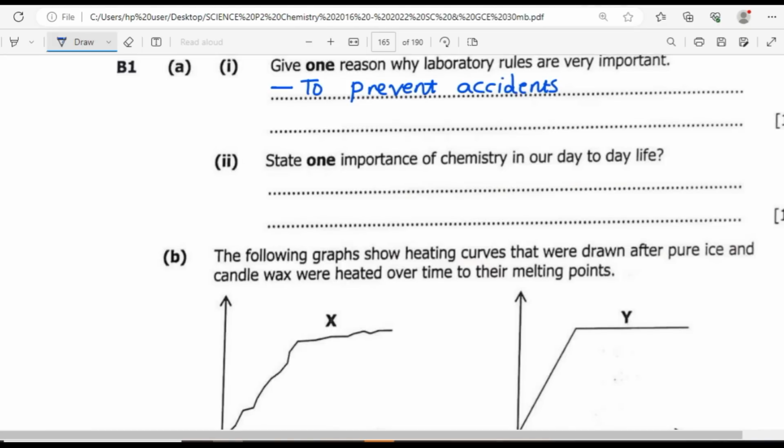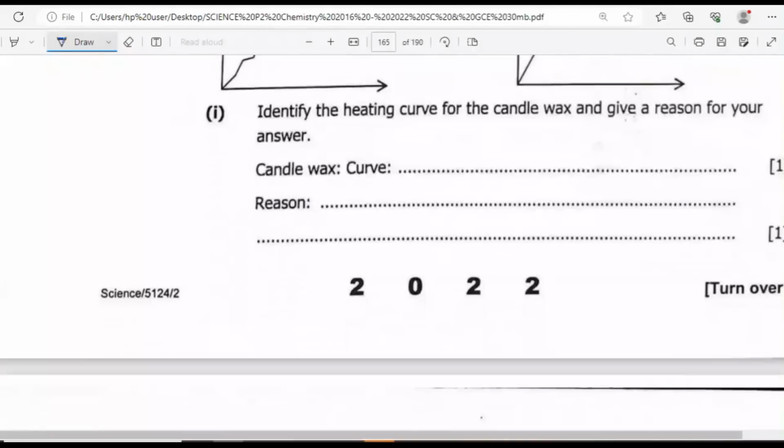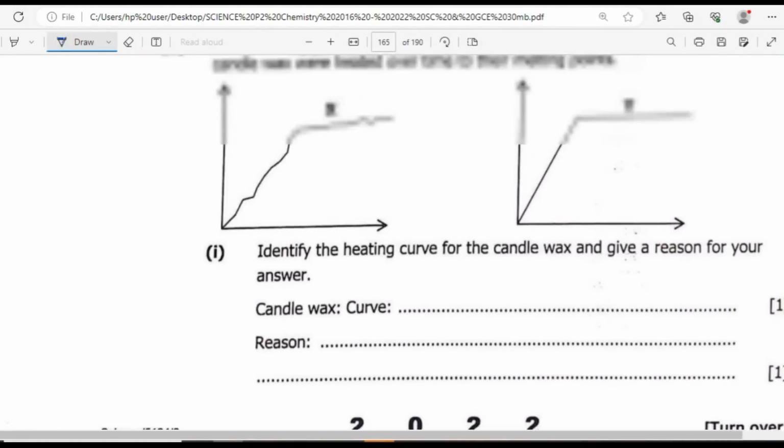State one importance of chemistry in our day-to-day life. So to make fertilizers. Then for cooking we use chemistry also. Washing, cleaning, that is chemistry. So there are so many. Then let's look at it.